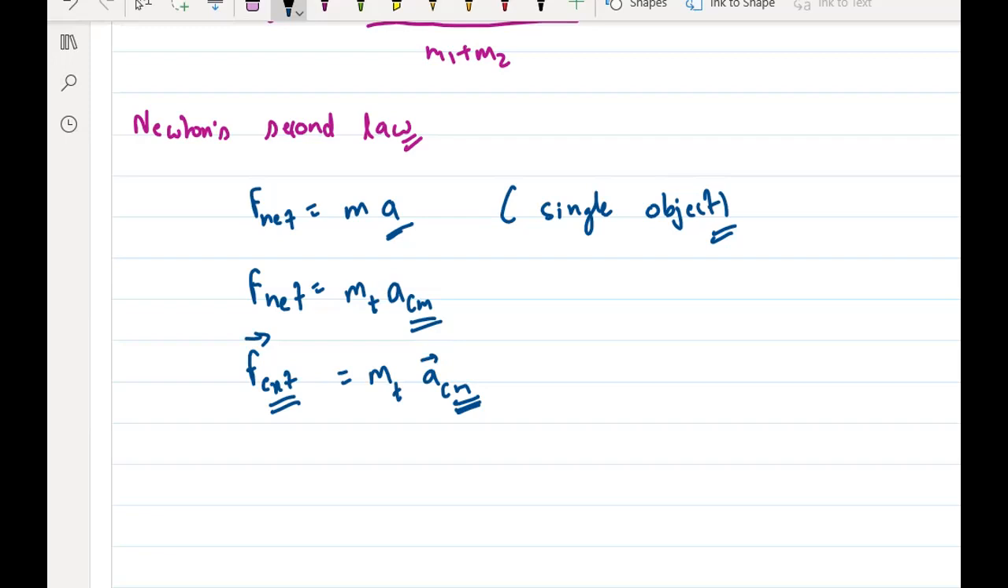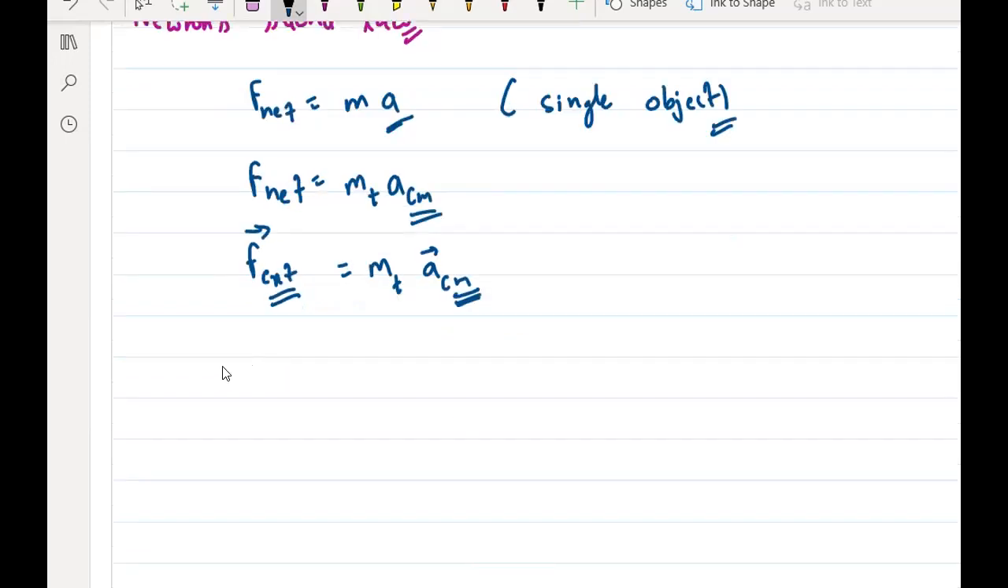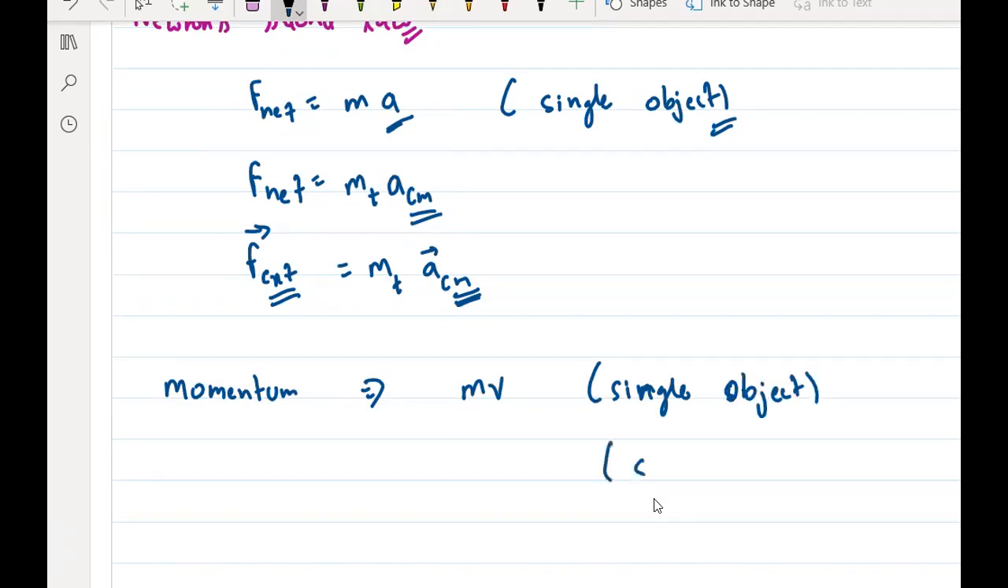Now, can I say the same thing about other parameters? What are the other parameters? So when you talk about momentum, what about momentum? Momentum is given by what? Mass into velocity? Yes. For what? Single object? Right. For system of objects, tell me, for a system of objects.